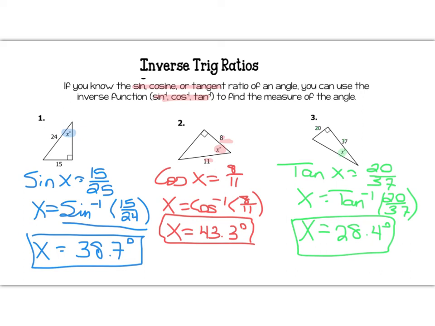Okay, one other thing is you can call it sine inverse. In some places they call it arc sine or the arc cosine or the arc tangent. They're all the exact same thing. The inverse sine and the arc sine are the exact same thing.